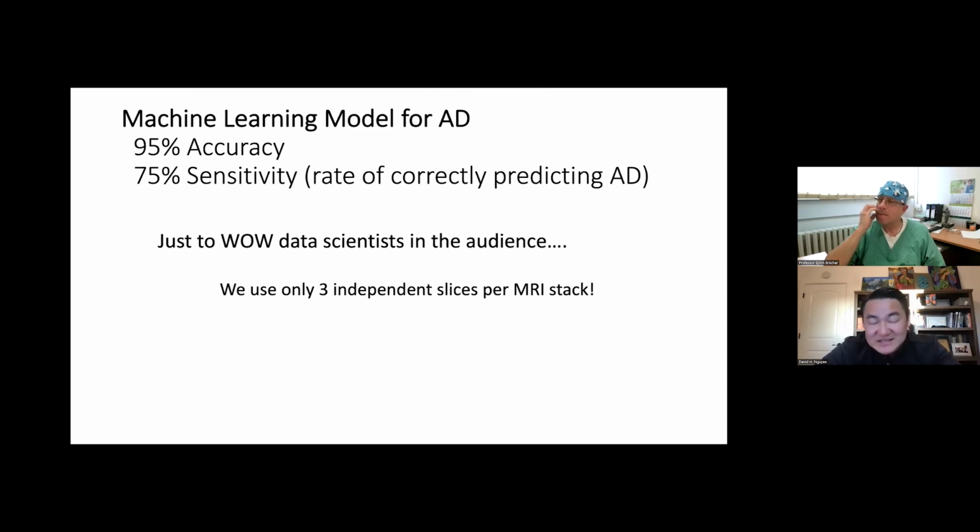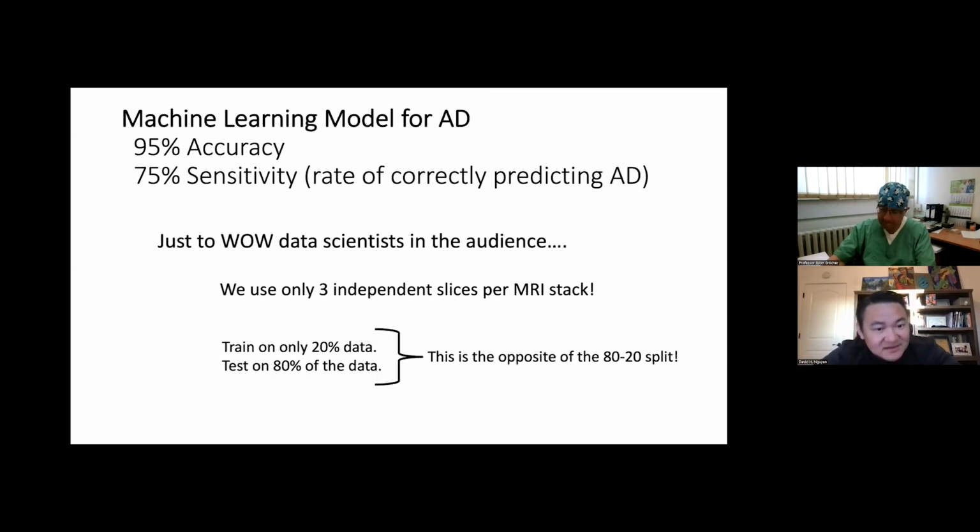But with just 3 slices, and I limited it to 3 just to show how effective Shape Genie is, right? But we'll definitely be adding more slices to the left and right of the slices that we do pick, to increase the accuracy of our model, right? But we obtained 95% accuracy using just 3 independent slices per MRI stack, meaning there's much more room to improve our model. We're far from maxed out on the information that's there in the data.